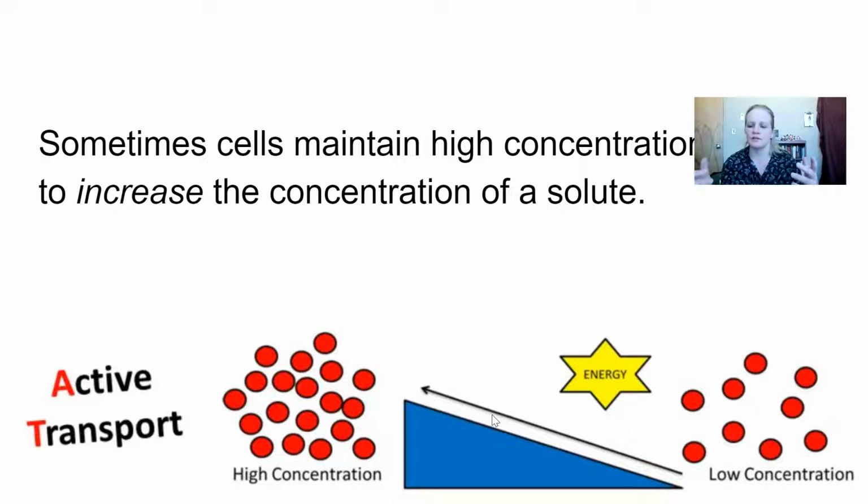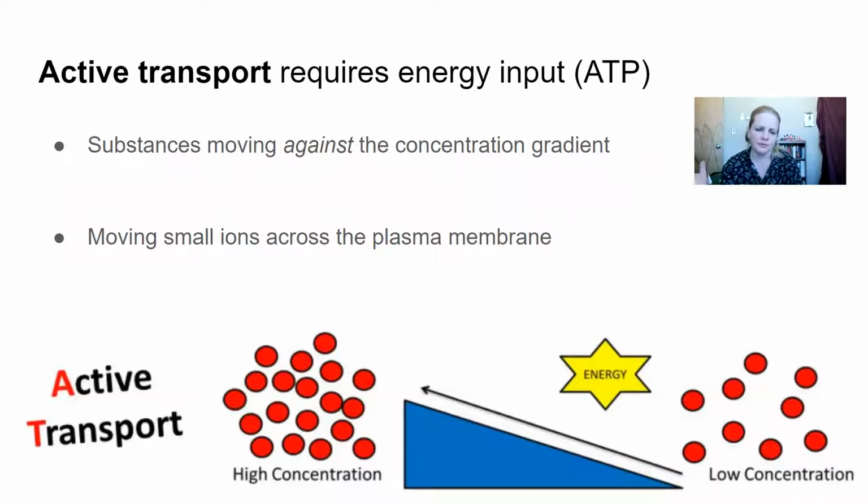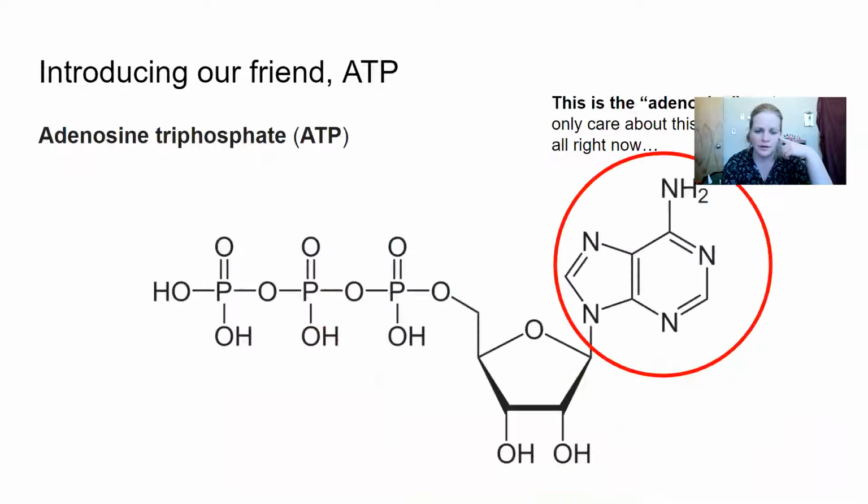Okay, so that's the huge difference between active transport and passive transport. Active transport is energy inputted. Okay, so we're moving stuff against that concentration gradient. We're going from low concentration to high concentration. And usually this is the movement of small ions across the plasma membrane in order to create that electrochemical gradient.